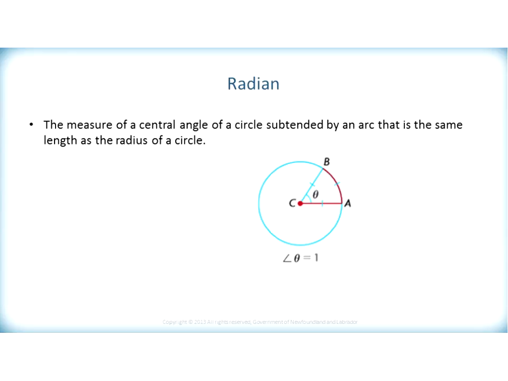A radian is the measure of a central angle of a circle subtended by an arc that is the same length as the radius of the circle. So if we have the radius and an arc the same length as the radius, the angle measure here is 1 radian.